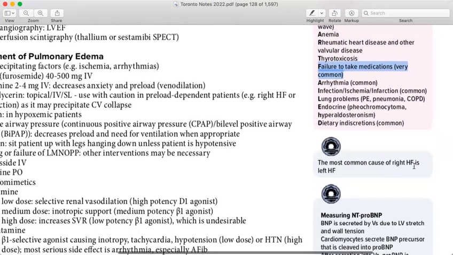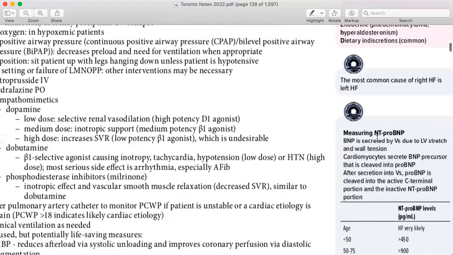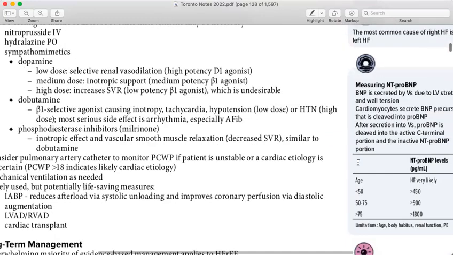The most common cause of right heart failure is left heart failure. So if left heart failure is there, then right heart failure could be caused by it. Measuring BNP, if you can remember, then definitely go ahead. If you cannot, then it's fine.